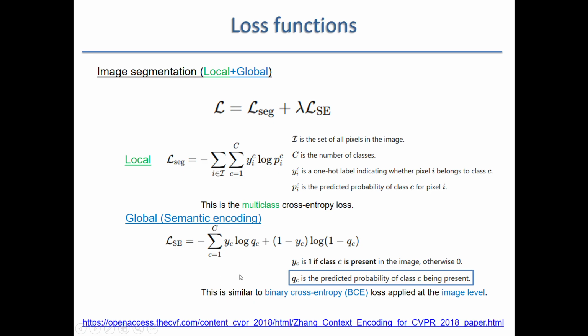This is called semantic encoding, and then you have a mixture of those two loss functions, and you can add as many loss functions as you would like, always making sense in your particular context.